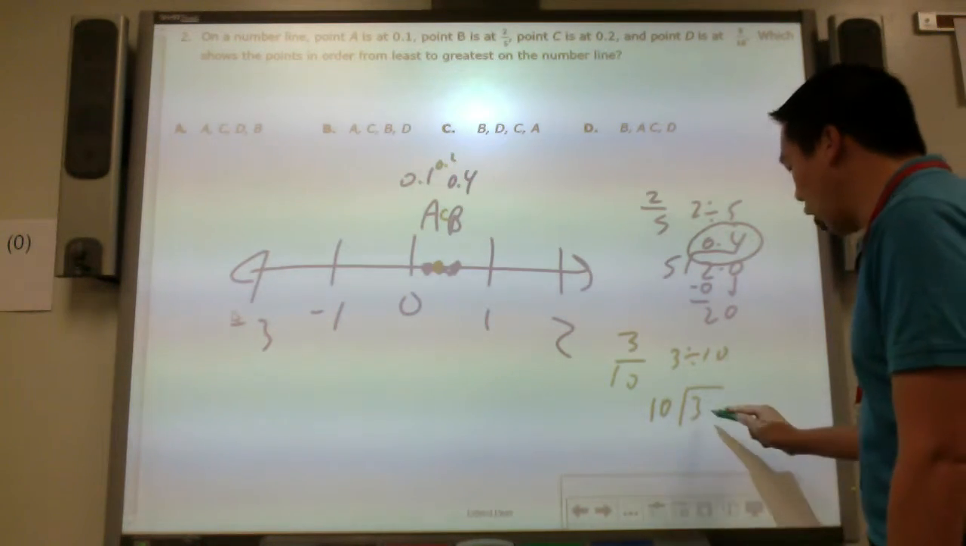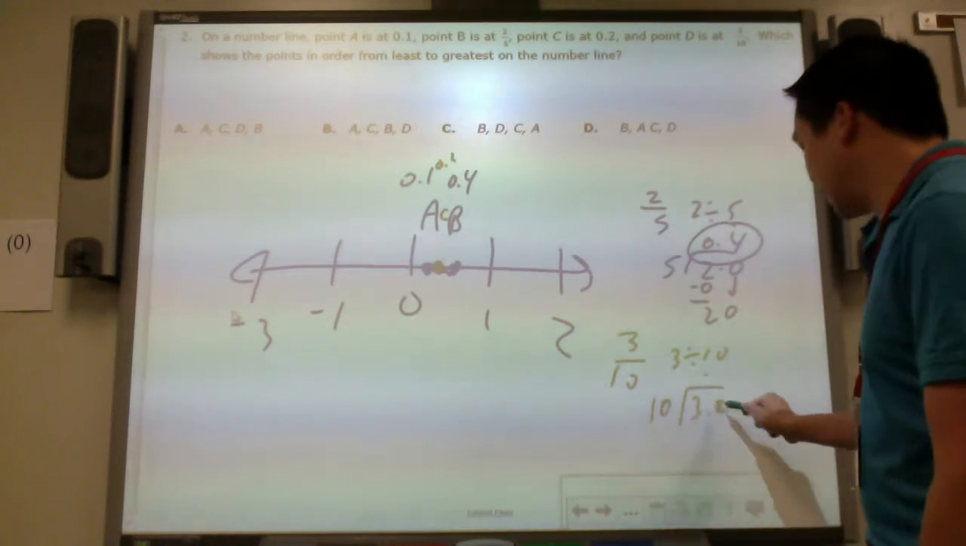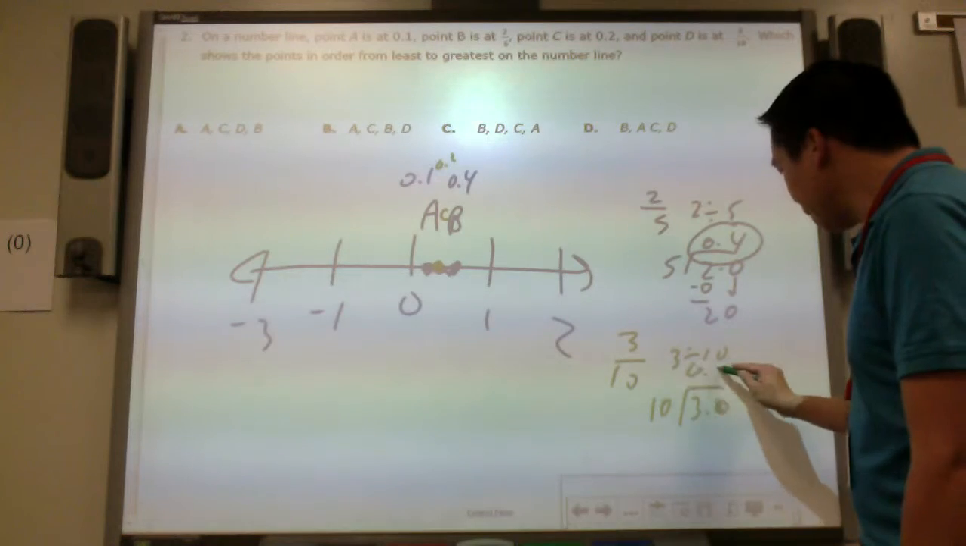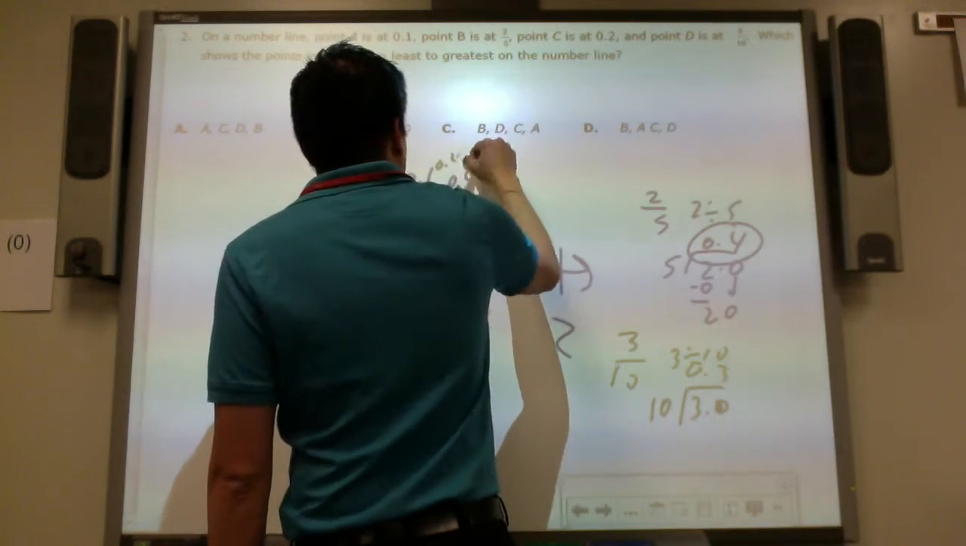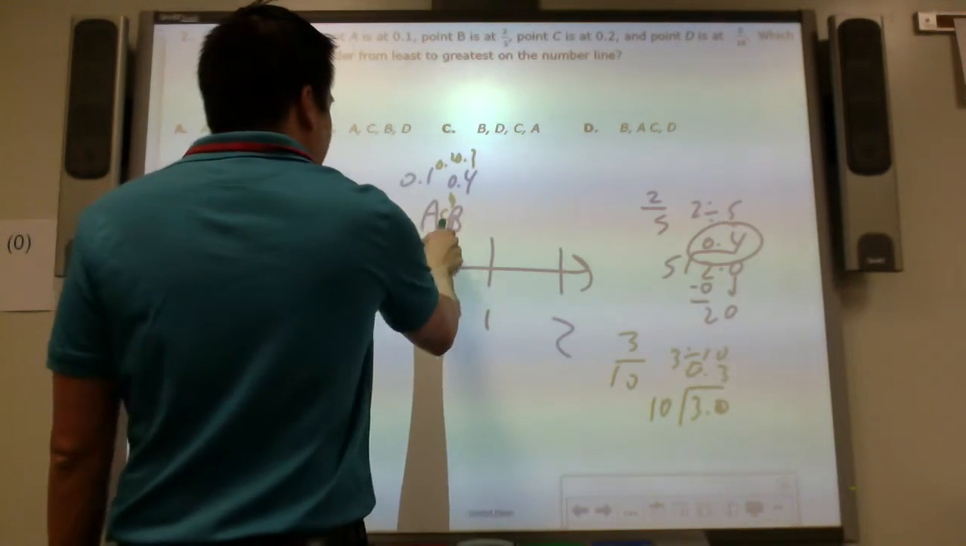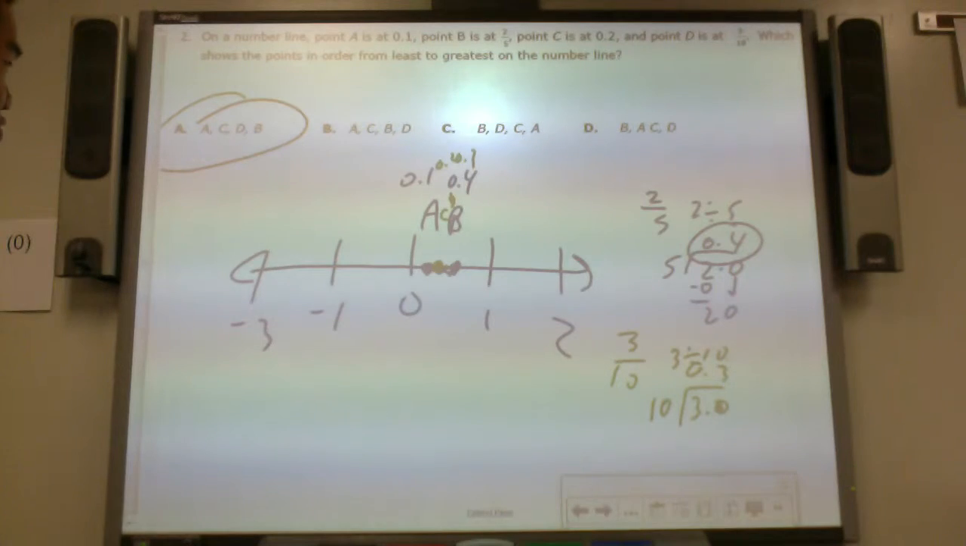Can 10 go in 3? No, at a point 0, because you do not change this place value. Can 10 go in 30? 0 and 3/10. So it goes right here, 3/10. So it's A, C, D, B. A, C, D, B, A is the answer.